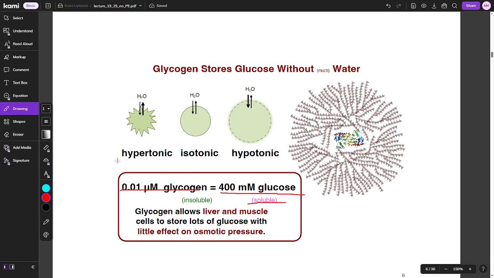These are just the different kinds of solutions. Keep these in mind. You should understand how this works. Hypotonic, meaning that the inside is lower in water than the outside. Hypertonic, meaning the inside is higher in water than the outside. And isotonic, just meaning it's equal.